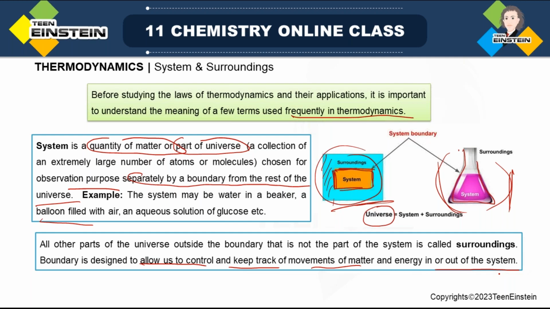It can be designed in such a way so that we can have some control and keep track of the movement of matter and energy. Matter exchange means mass exchange, and energy exchange: whether these two types of exchange are possible or not. Now depending on what types of boundary are present, we can have different types of system also. So in this slide we have learned what is system, what is surroundings.